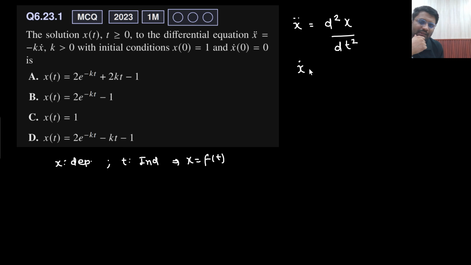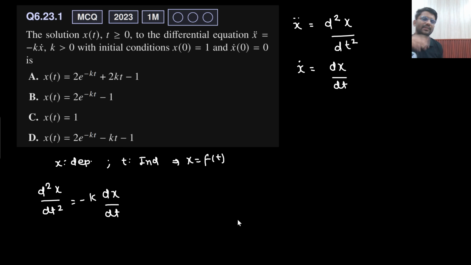What is the meaning of x dash? That means x is differentiated with respect to t. So this is what has been given. What is the equation that is given? The equation that is given is nothing but d2x by dt square equals minus k dx by dt. This equation has been given.